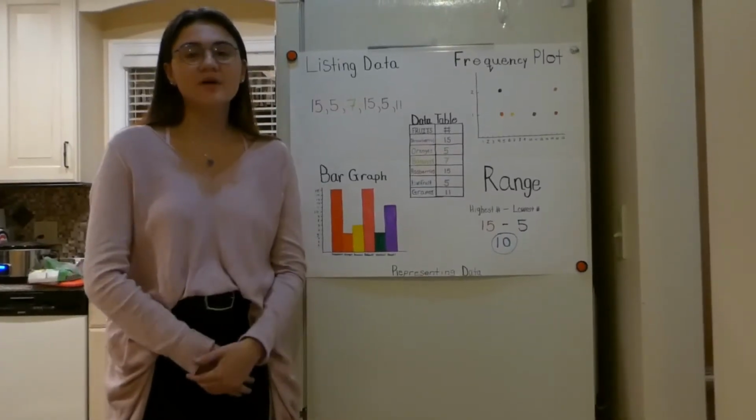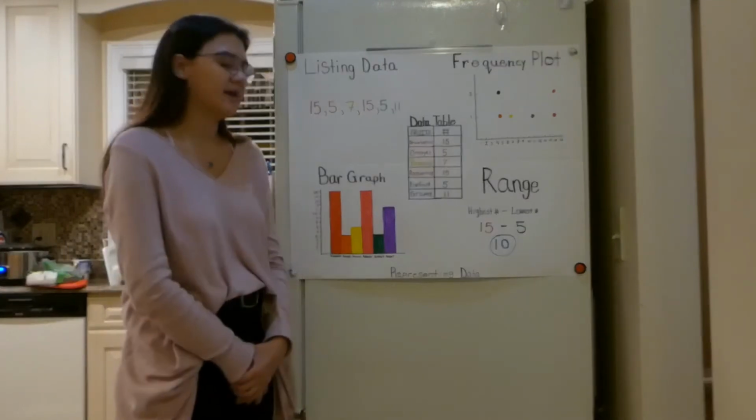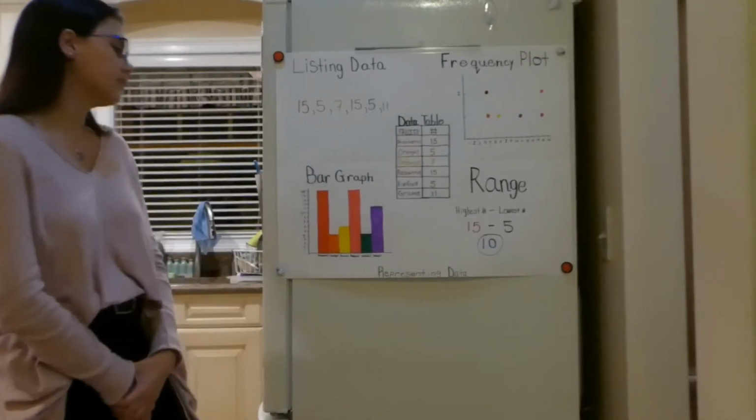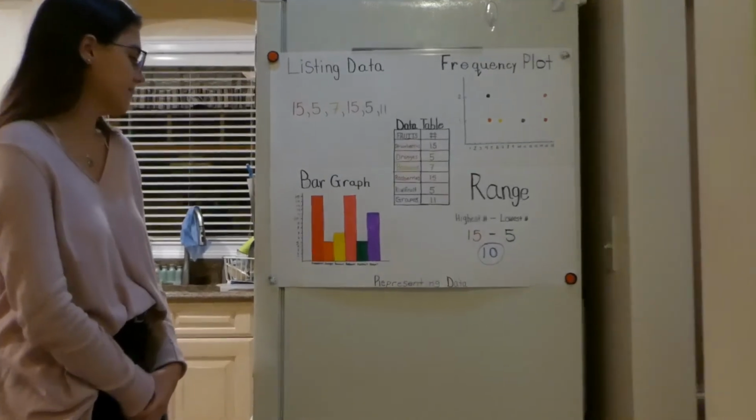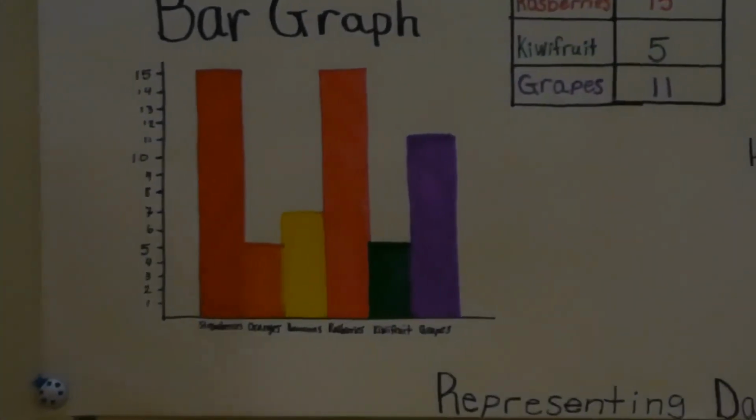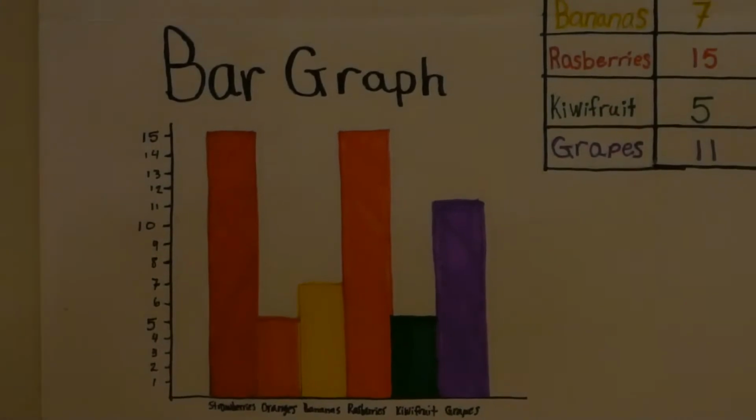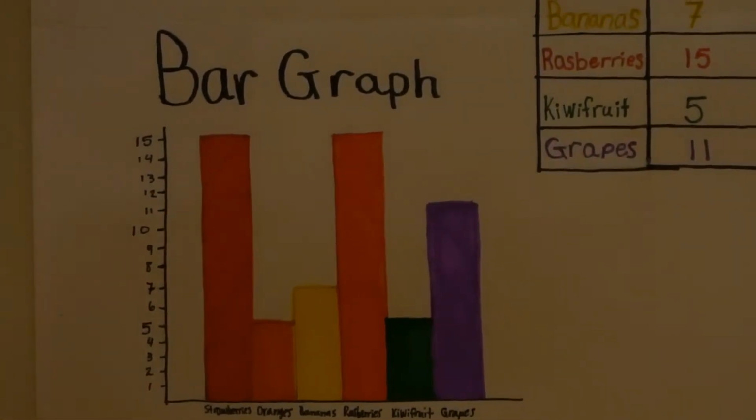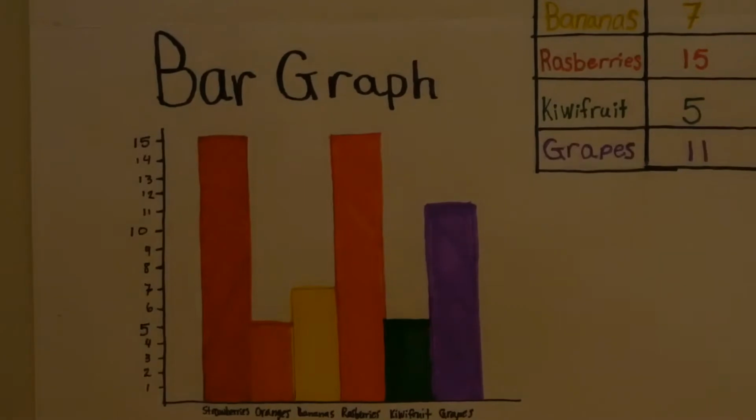Our last example to represent data is a bar graph. A bar graph is a great way to visualize your data. So in order to make a bar graph, you create a graph with bars the size of the number that you are representing. So for strawberries, we have 15. So I will fill in my bar to the 15th mark. And then for oranges at the 5th mark, for bananas the 7th mark, raspberries 15, kiwi fruit 5, and grapes 11.